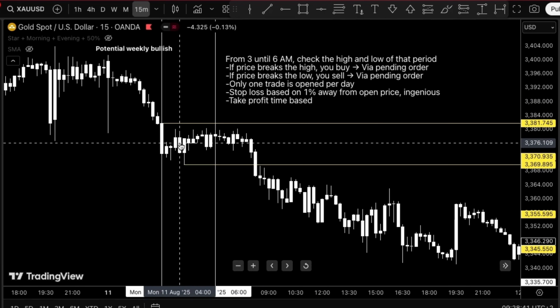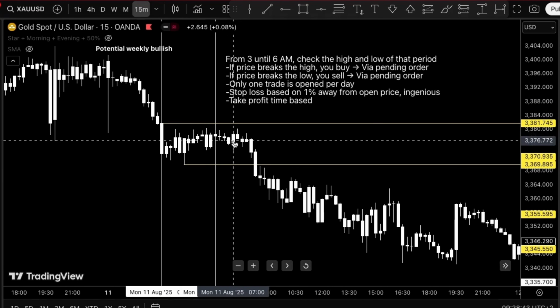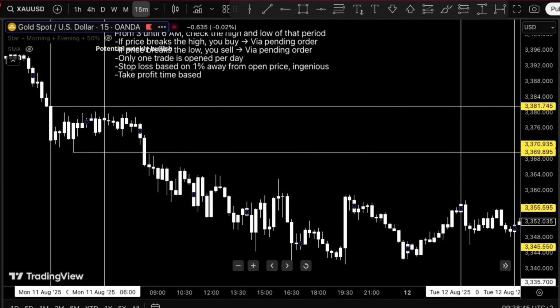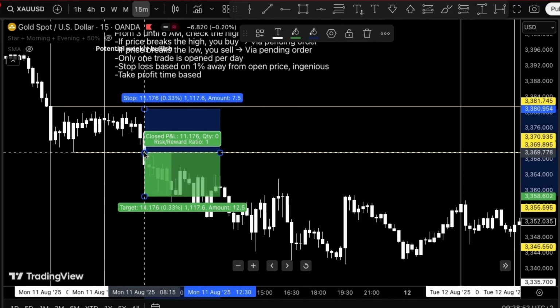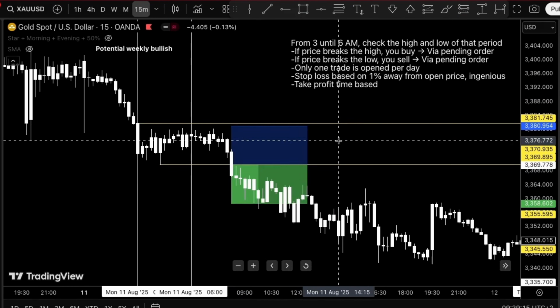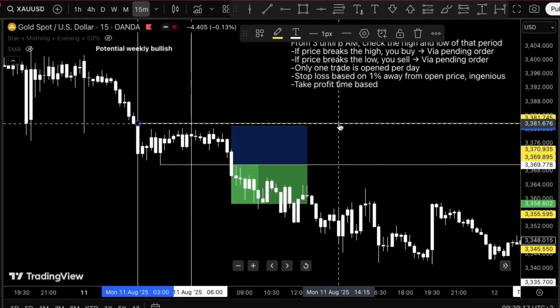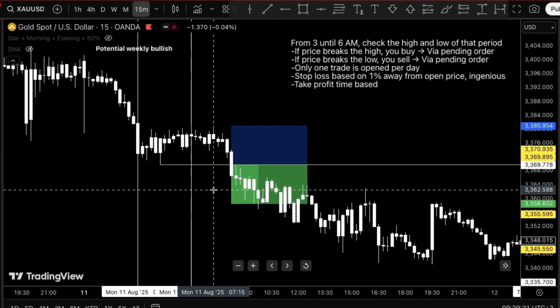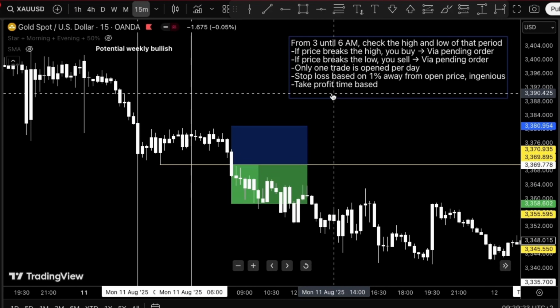And as soon as price is breaking out, now in that case to the downside, a trade will be taken short exactly here. In this moment, this upper price level will be deleted. So even if price would go again the other direction, the buy trade would not be taken. You can be sure it only takes one trade per day.